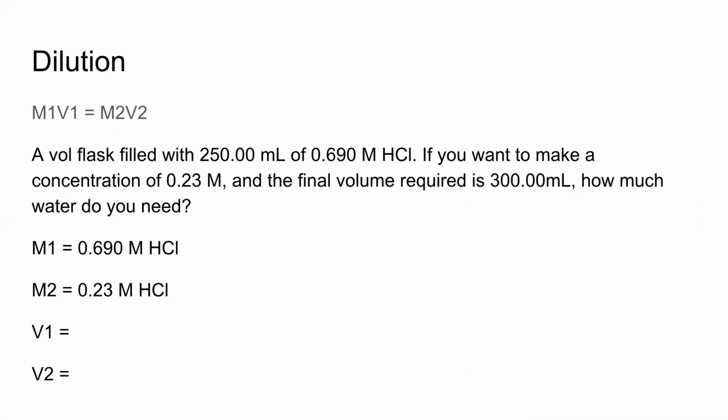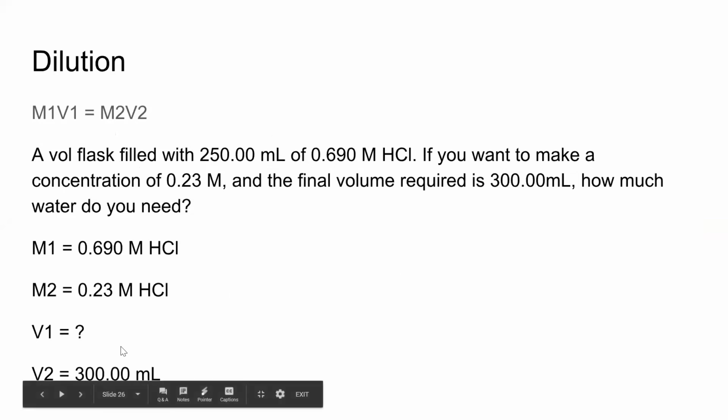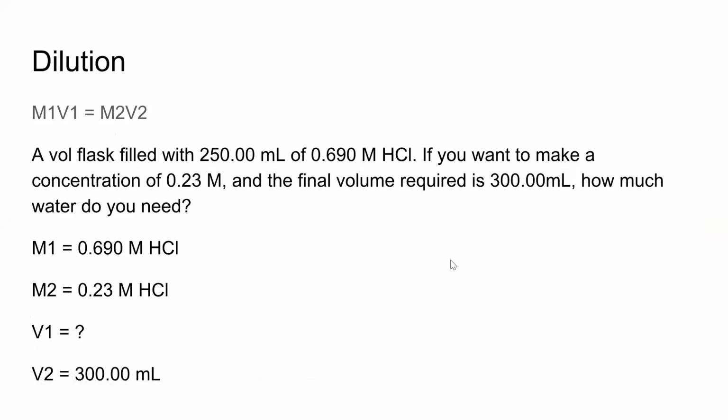So let's try it. We're going to plug in our variables. M1, our initial molarity, is going to be 0.69. M2 is going to be 0.23, because that's what our final molarity will be. That's the one we want. We don't know what the initial volume will be, but we do know that we want a final volume, the problem literally says it, of 300 ml. So we need to add some amount of water to dilute this very concentrated solution of HCl.